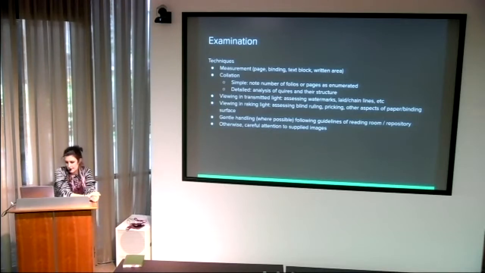Raking light. Another technique that can be useful is observation in raking light, especially when you're looking at ruling, blind ruling, or the tooling of the leather cover, for example. Or if you're looking for blind ruling or scoring on parchment, or for pricking, or for other elements of the finishing of the binding, or elements of the paper surface. Usually the burnishing will be a little more apparent in ordinary direct light. So just attend to what's possible to view and adjust your angle and so forth.